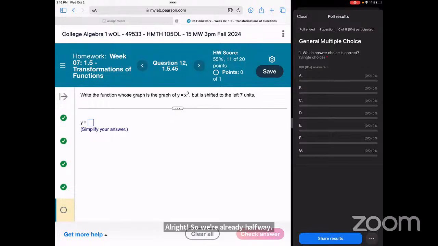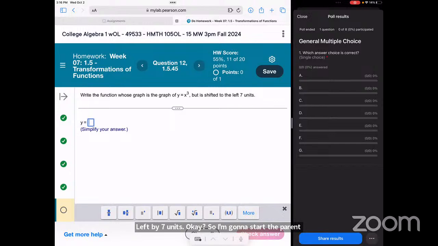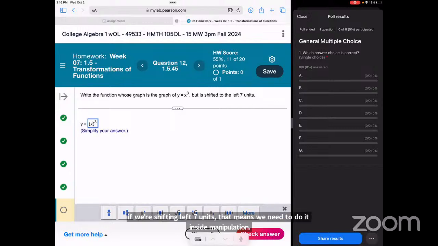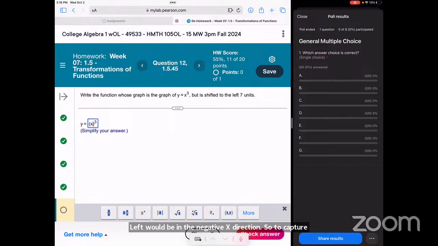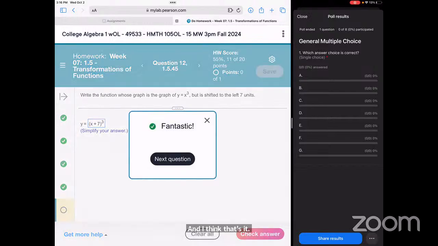Write the function whose graph is given but shifted left by 7 units, okay? So I'm going to start. The parent function here is x cubed. I'm going to write x cubed, but I'm going to put the x inside the parentheses. So x to the power of 3, okay? Now, if we're shifting left 7 units, that means we need to do an inside manipulation. Left would be in the negative x direction, so to capture that, we have to put it as +7 on the inside. Okay, and I think that's it. Okay, let me relaunch the poll.